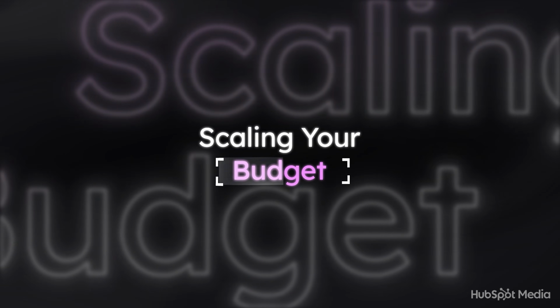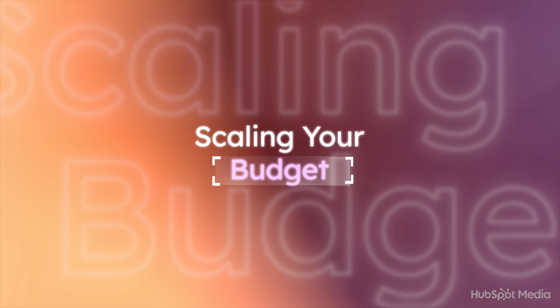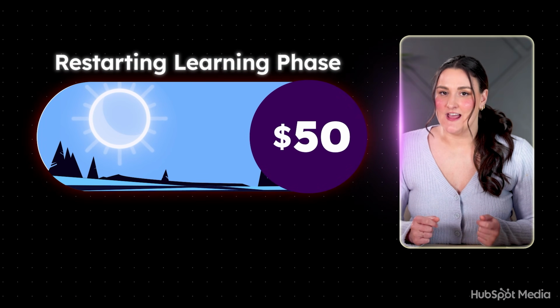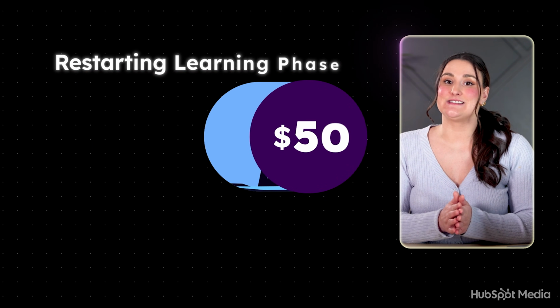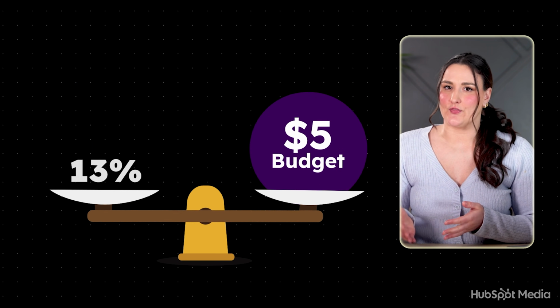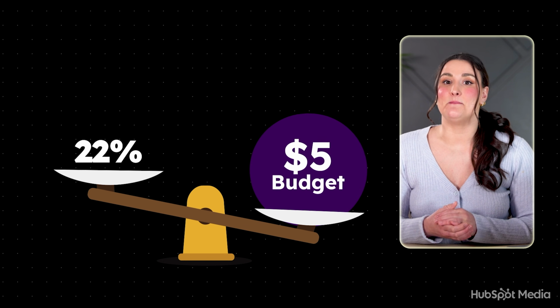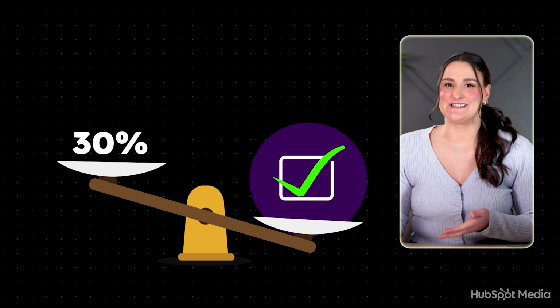Once your ad exits the learning phase, you need to make sure you scale your budget the right way. Don't double your budget overnight. This forces Facebook to relearn everything from scratch. Instead, increase by 20 to 30% every 3 to 5 days to maintain performance while scaling smoothly.